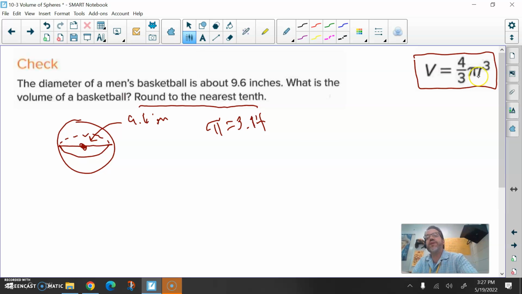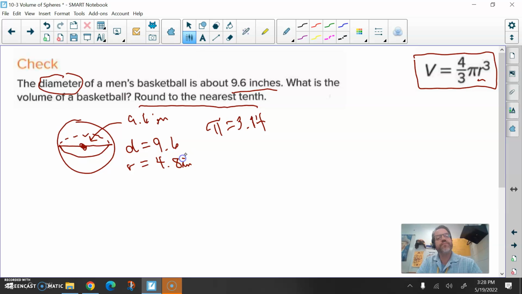The other thing I notice I need is the radius. And we are given the diameter in this one. See, it says here the diameter is 9.6 inches. If the diameter is 9.6 inches, to find the radius, we need to divide that measurement by 2. And you can use your calculator for that, and it is 4.8 inches. So now I have everything I need here.